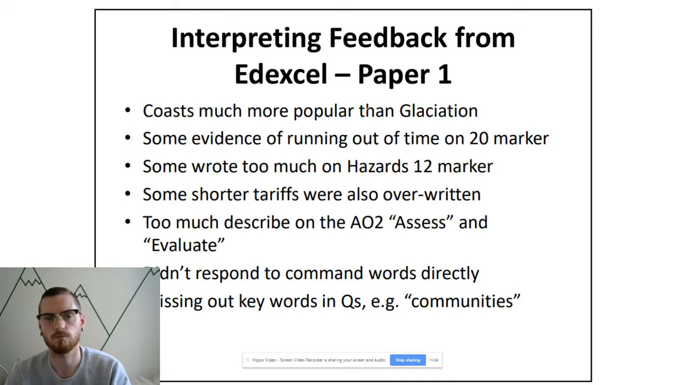Okay then, so what else could we learn from the June 2018 exams? Some of this is not going to be overly relevant to yourselves, but more information, the better though. Basically, coasts was much more popular than glaciation.